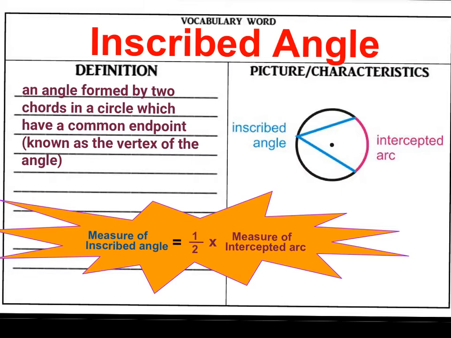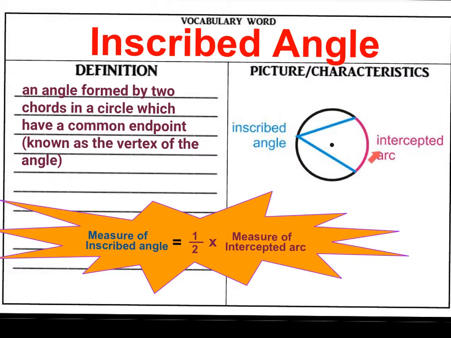Okay, and if we look over here at the bottom, we can see the relationship between the inscribed angle and the intercepted arc. In this case, it changes a little bit from our previous slide. Remember, in the previous slide, the central angle and the intercepted arc were exactly the same measure. Here, the measure of the inscribed angle is equal to half of the intercepted arc. So the inscribed angle is half the measure of the intercepted arc.